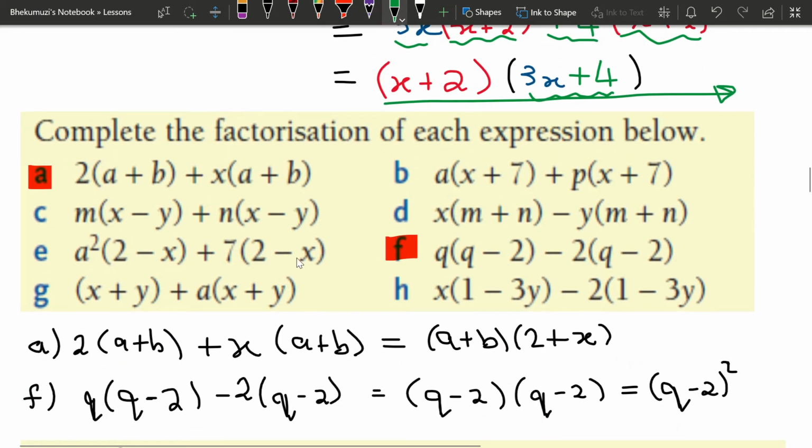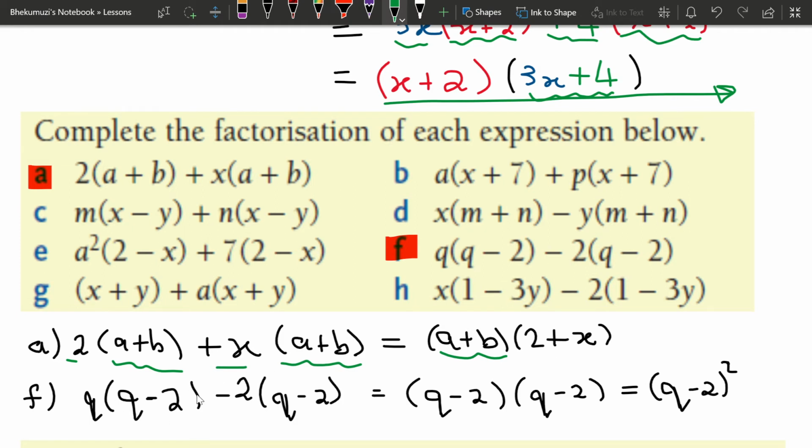And so here is stuff you could try out, but I'll do A and F, and then the rest you can try on your own. But here we have 2ab plus x of a plus b again. A plus b is a common factor, so you take it out in front, so it's a plus b, and then whatever is left is 2 plus x, right? And so it's 2 plus x.